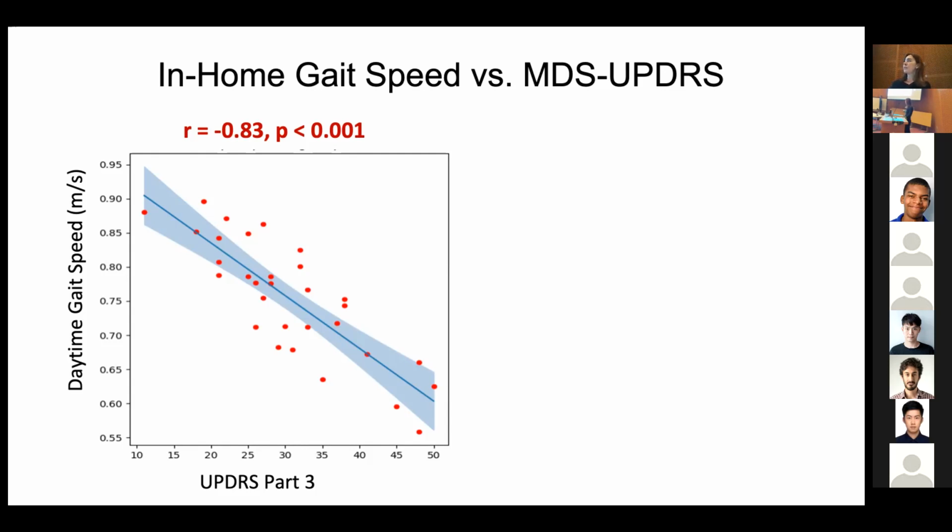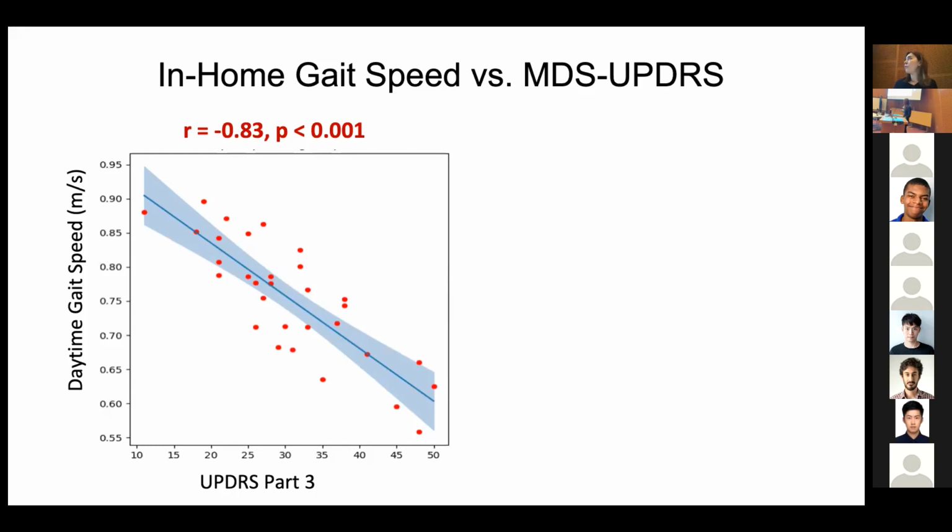And this is a specific part. UPDRS has multiple parts. This part 3 refers to motion. Like, you know, in Parkinson's there are tremors and difficulty moving and all of that. So this is called UPDRS part 3. You can see that for the gait speed that we measure, each dot here is one patient in our study, and there is very high correlation between the gait speed that we measure in the home and the UPDRS.